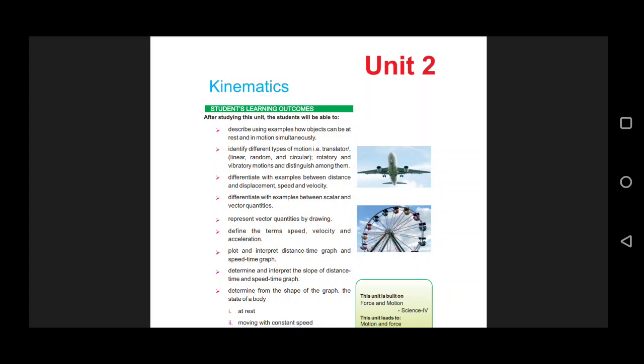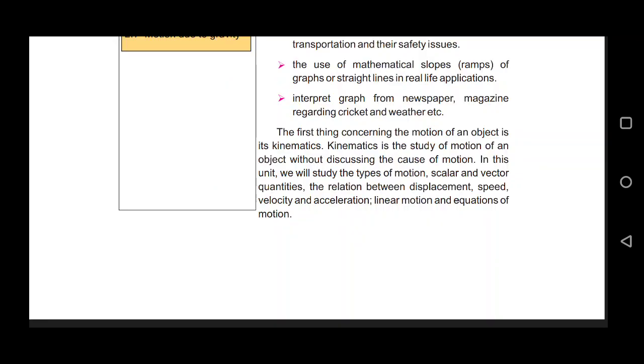I will start with class 9th chapter 2 kinematics. Kinematics is the study of motion of an object without discussing the cause of motion. Kinematics only deals with motion of an object but does not deal with the source of the motion. In this chapter, we will study the types of motion, scalar and vector quantities, the relation between displacement, speed, velocity and acceleration, linear motion and equations of motion.